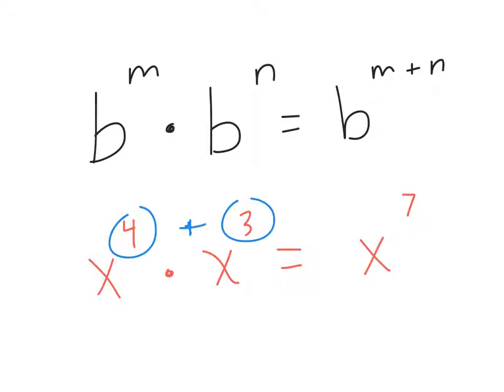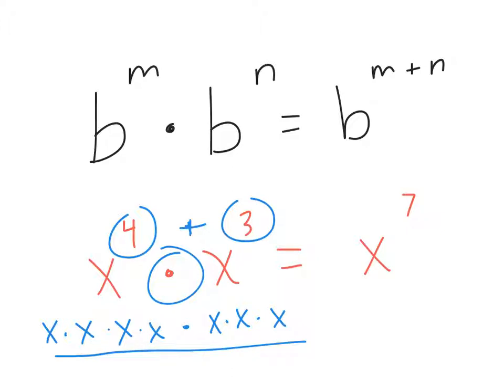And the way that that works, if you look at that expanded form, let's think about what x to the 4th means. X to the 4th means x multiplied 4 times, right? And then x to the 3rd means x multiplied 3 times. So if I'm multiplying that, then I just have another multiplication in there, and now you can see I have x multiplied 7 times, which I can write as just x to the 7th. So it's just a simpler way of showing that, as long as it's the same number.